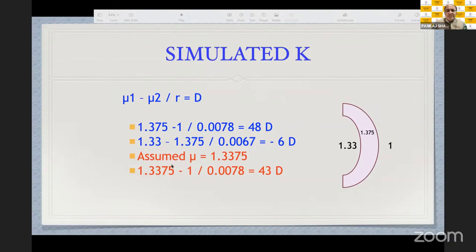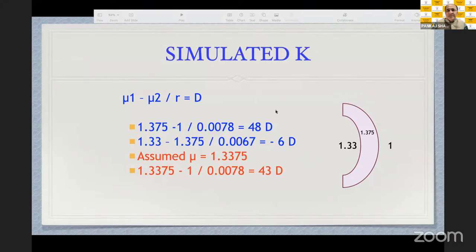It is by using this assumed refractive index. In all the machines, the refractive index which has been fed is not 1.375, but 1.3375, which is less than 1.375. So 1.3375 is inserted over here, which means that the overall power is actually coming to 43, which is the rough estimation of the true power.